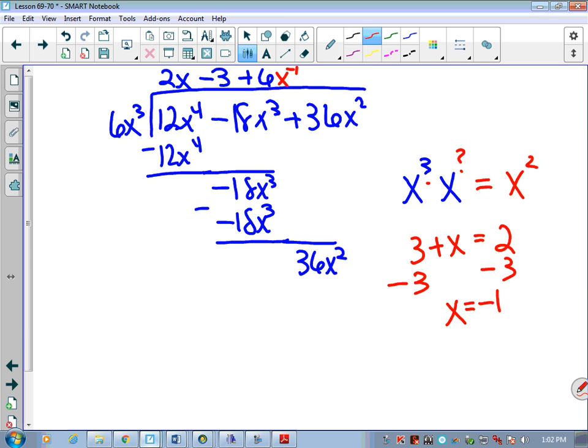But they are going to change this so that my answer comes out as 2x minus 3 plus 6 over x. Because in order to get that x with a positive exponent, I drop it below the division bar. Whenever I do that, the 6 stays on top, the x moves to the bottom. So this would be the kind of work that I would want to see on a question like this.